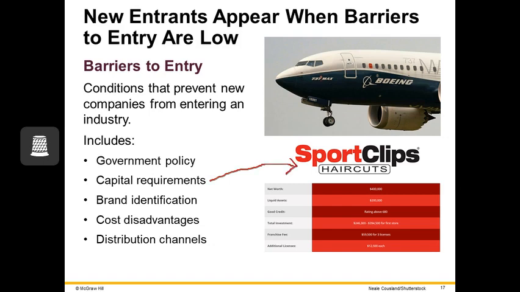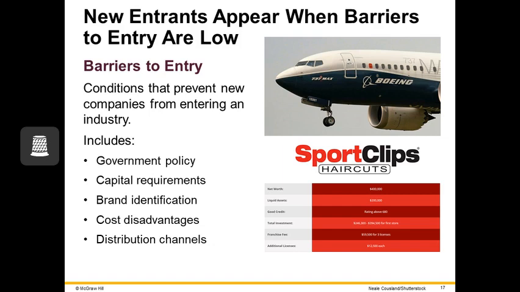There's barriers to entry there as well, because if you look at what they're going to require if you want to open one of their franchises, you have to have a net worth of $400,000 and liquid assets of $200,000. They estimate that the cost for opening a franchise will be somewhere between $250,000 and $400,000.